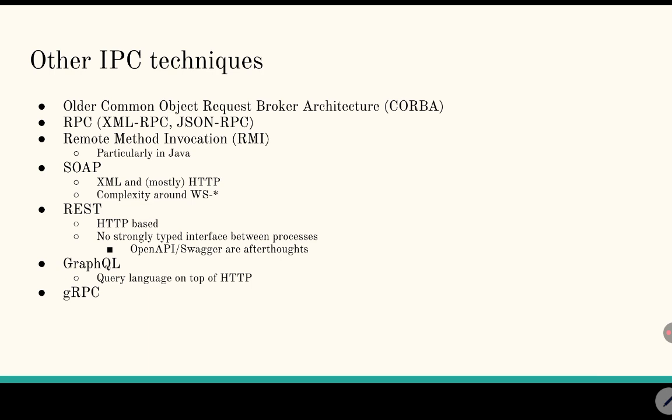And so one evolution of REST, I would say, is GraphQL, which was invented by Meta, or Facebook, which is a query language implemented on top of REST or HTTP. Basically, it solves the problem of overfetching and underfetching and things like that.